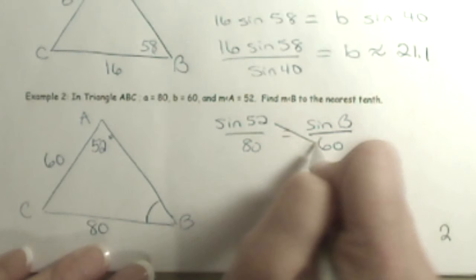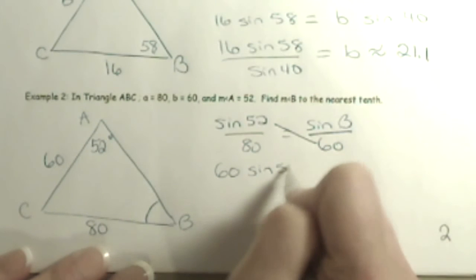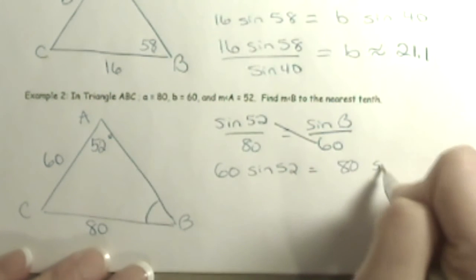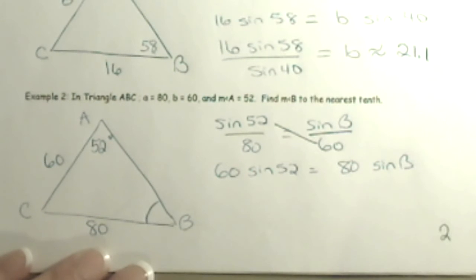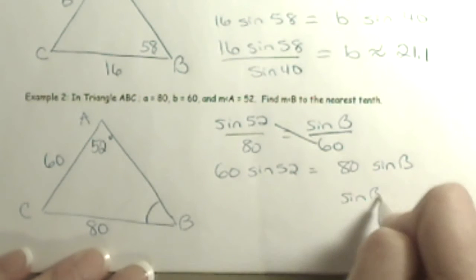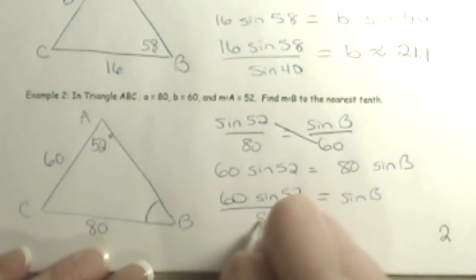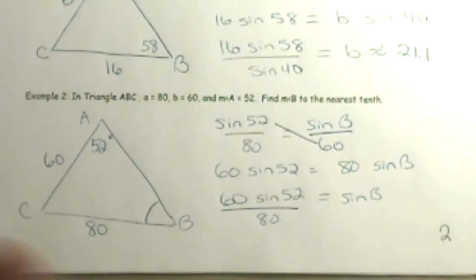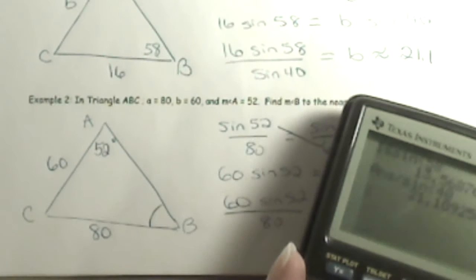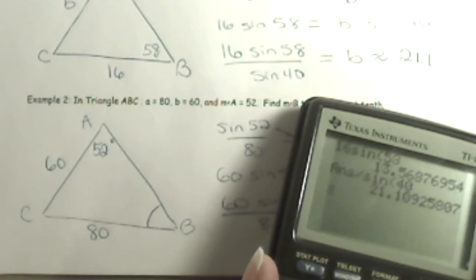So cross multiply, 60 sine 52 equals 80 sine of B. Divide both sides by 80. We know the sine of B is equal to 60 sine 52 over 80. So let's see what happens when we work this out in our calculator.